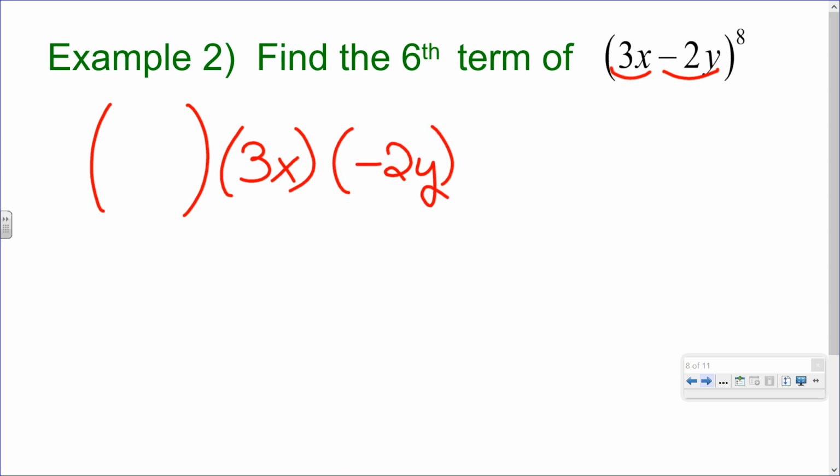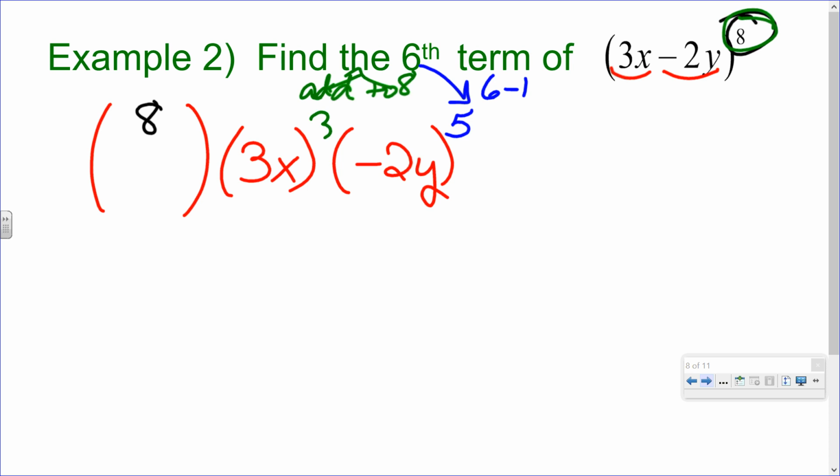Anytime there's a minus sign, that has to be part of the term that gets raised to that power. Since we are raising this to the 8th power overall, we need an 8 in the top part of our combination notation. Since we want the 6th term, we need to do 6 minus 1. So this minus 2y needs to be raised to the 5th power. These two exponents need to add to 8, since we are raising this to the 8th power, and we have put an 8 in the top of the combination notation.